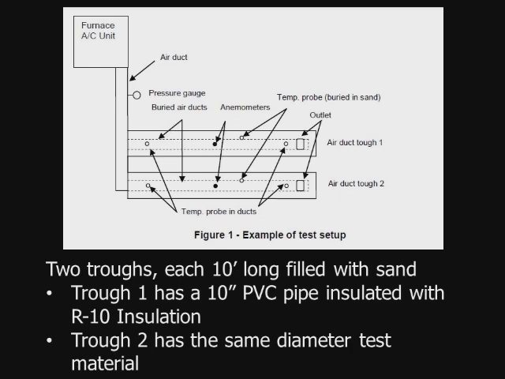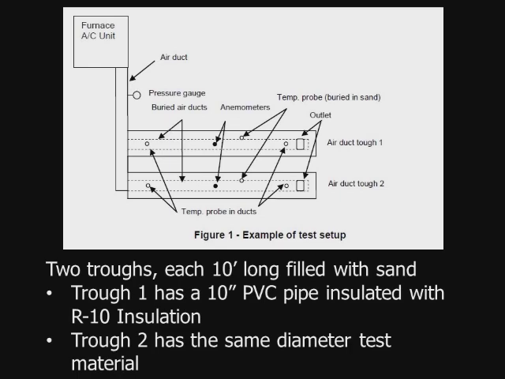If you take a look at the NSF protocol, it's a simple test where you have two troughs, approximately 10 foot long. Okay, that's all they are. In trough number one, they want you to bury in sand a 10-inch diameter PVC pipe that is insulated with an insulation that has a known R10 insulation value. Okay, and how do they know that it has R10? Well, they did an ASTM C-518 test on it. That's how.